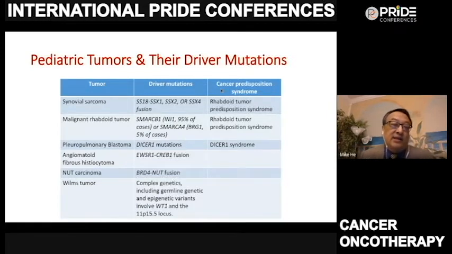This slide lists the tumors I was studying in the current study, including synovial sarcoma with its characteristic driver mutation, malignant rhabdoid tumor, pleuropulmonary blastoma, angiomatous fibrous histiocytoma, NUT carcinoma, and Wilms tumor. Next slide, please.